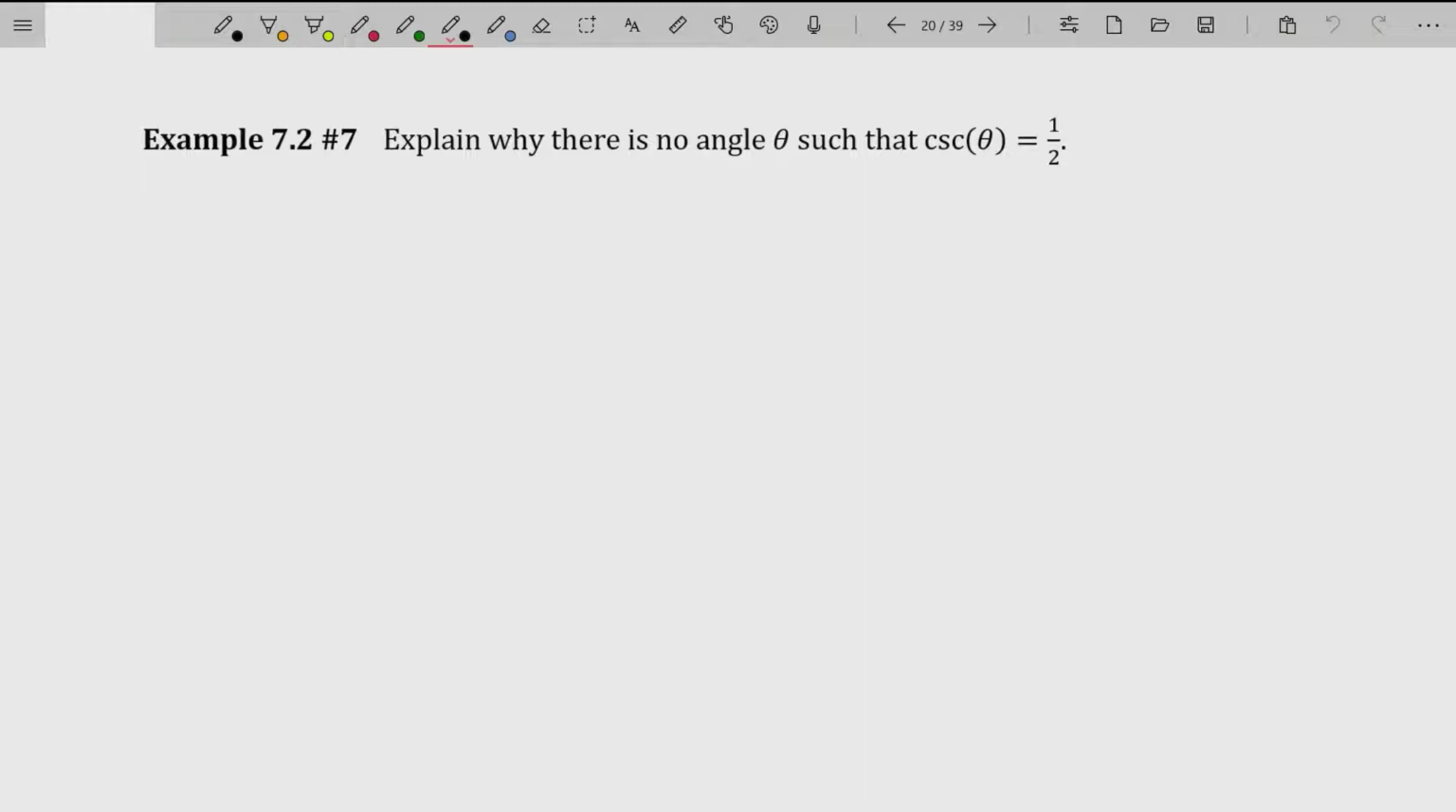Now here's a really good question. I love these questions because you can't look up something like this on Chegg or photomath or anything like that. Explain why there's no angle theta such that the cosecant of that angle would be 1/2. Why is it true that we cannot find an angle such that the cosecant of that angle is 1/2? One thing you should remember is all the trig functions are ratios of sides of a triangle. That's all they truly are.